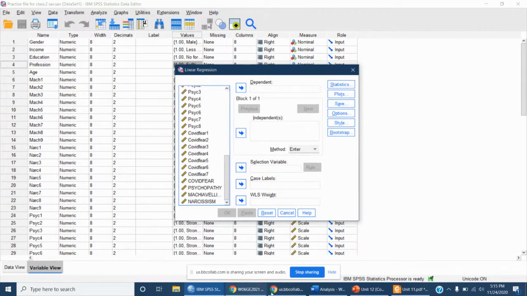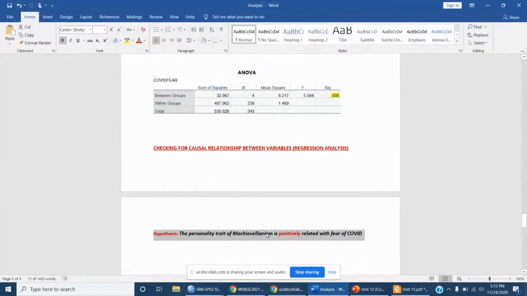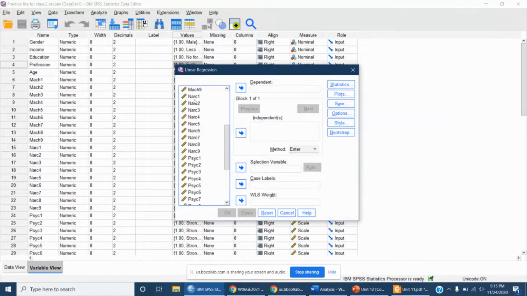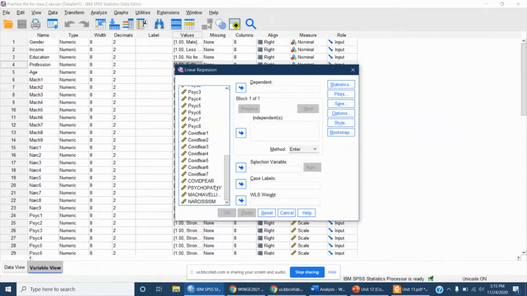So our IV in our hypothesis was Machiavellianism. I have discussed earlier as well that in checking the ANOVA, t-test or regression, we will be using the indexes which we have created. So I will not be using these particular questions. All these questions won't be used now. So my IV is Machiavellianism. I'll choose the index of Machiavellianism.